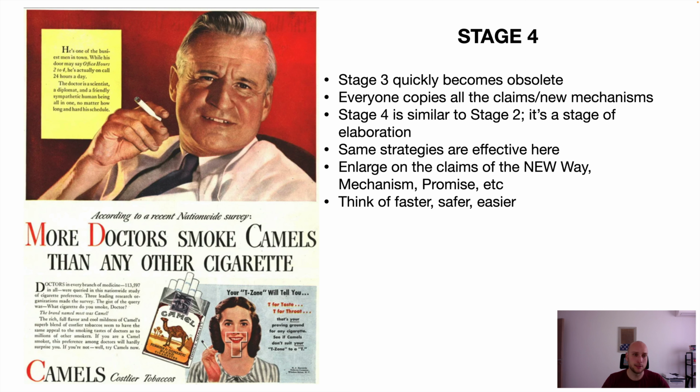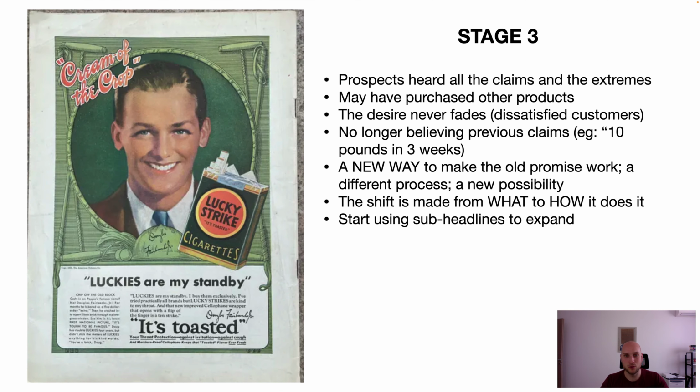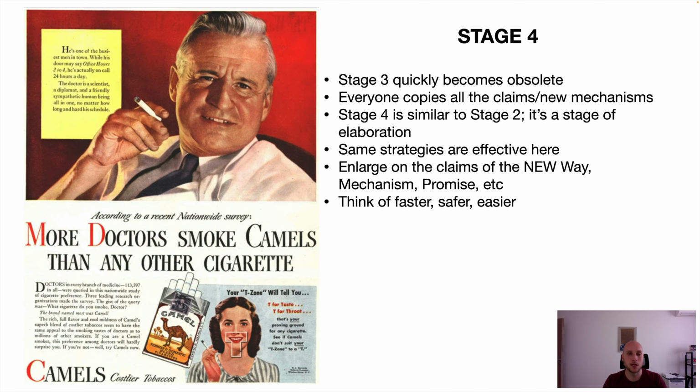For example, Camel said more doctors smoke Camels than any other cigarette. This goes back to it's toasted. Toasted is a way of removing chemicals from cigarettes. I don't know if it works or not because I'm not smoking, so I've got no idea, but that's what it is. And here you just expand on that claim. You say more doctors smoke Camels than any other cigarette, and if you go and read the whole thing, you get the idea that it's about being toasted. That's all. But they just expanded on that. They made it safer, right? If doctors smoke Camels, it must be safe, right?